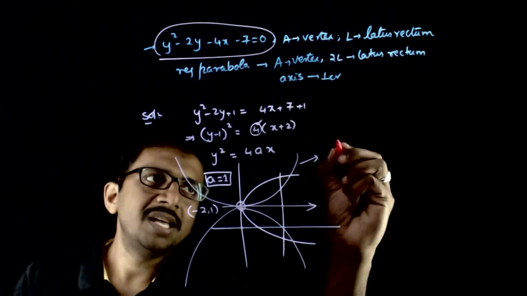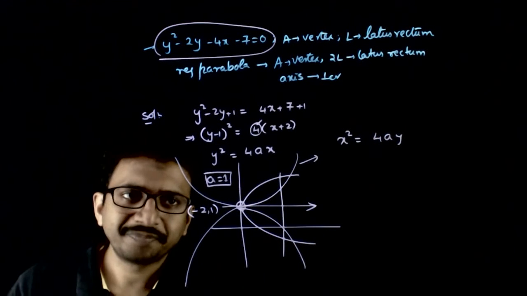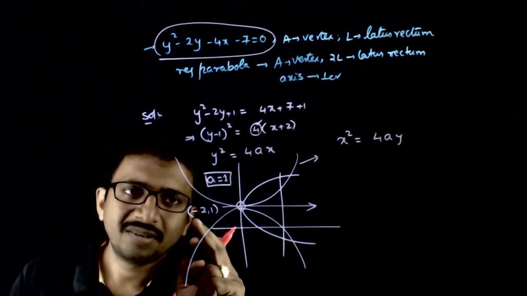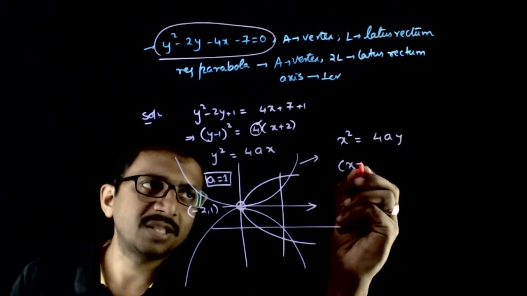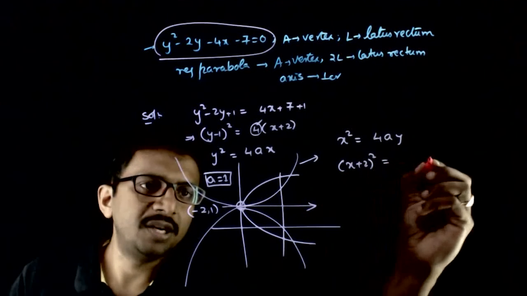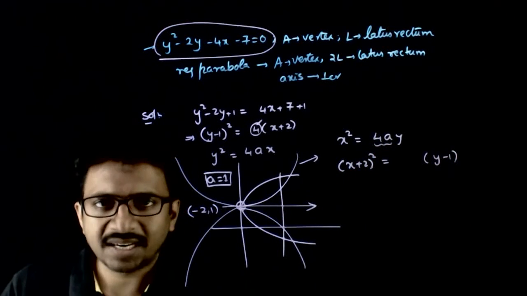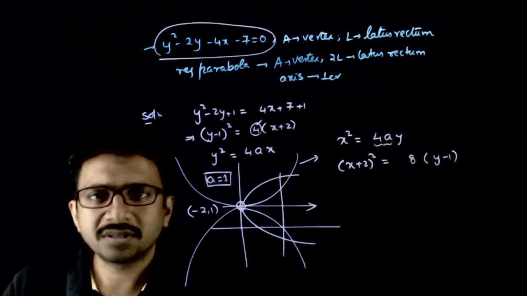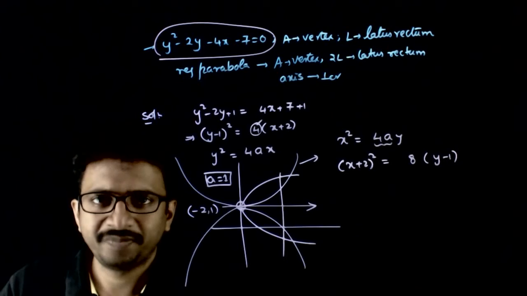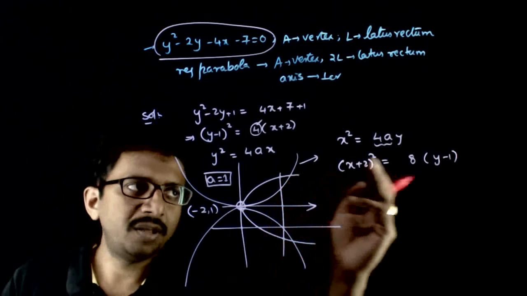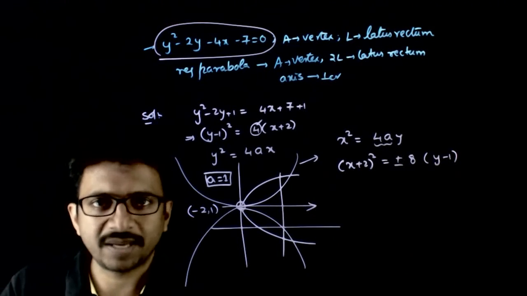This is of the form x² = 4ay. The vertex is (−2, 1). So you have (x + 2)² = ± in the place of y you have y − 1, and in the place of 4a, which is the latus rectum, you should have 8 now, because the original latus rectum is 4, the new latus rectum has to be 8. If you want the upward parabola, you put plus. If you want the downward parabola, you have minus. So these are the two answers, plus or minus.